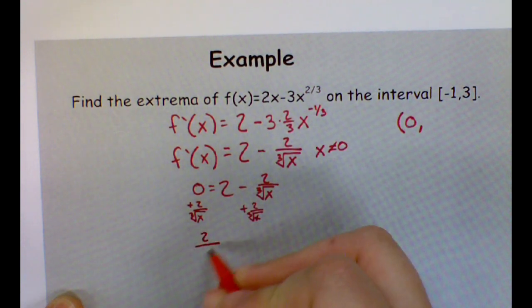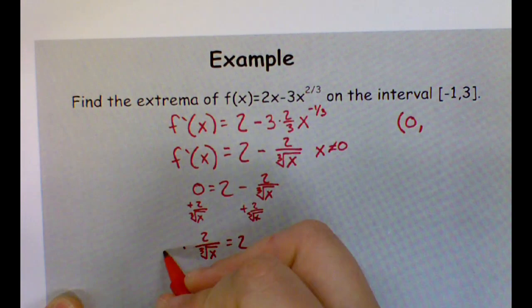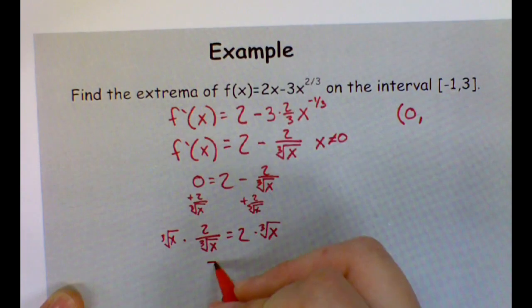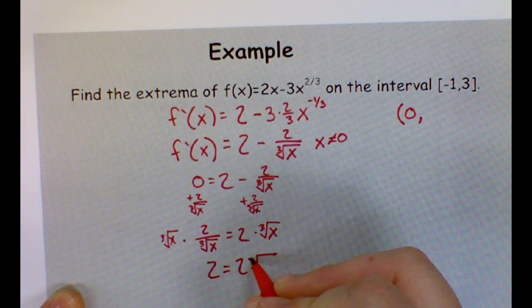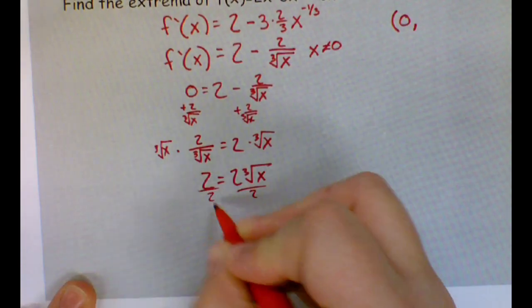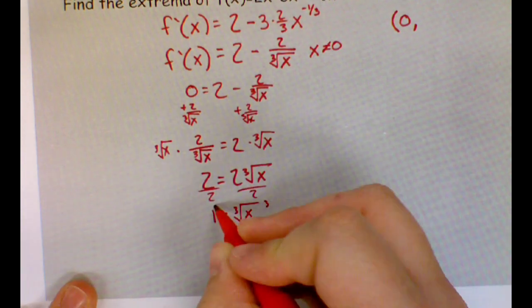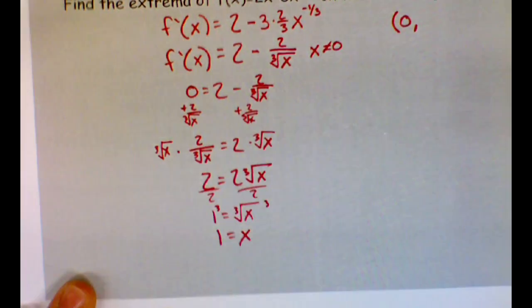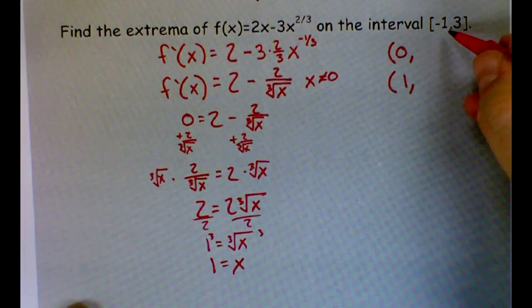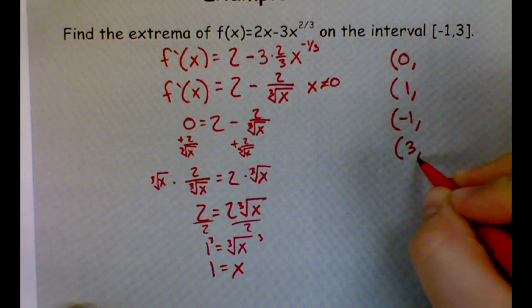I now have 2 over the cube root of x equals 2. Then I'm going to multiply the cube root of x to the other side, because now I have 2 equals 2 cube root of x. I divide by 2: 1 equals the cube root of x. I cube, I get 1 equals x. So my next critical number is 1. And then remember, we always have to test those endpoints, -1 and 3.